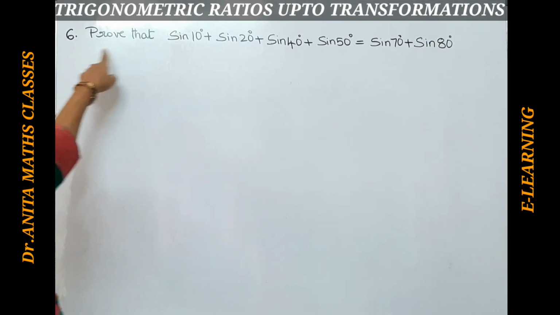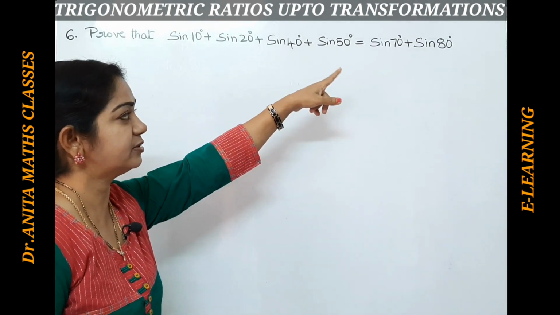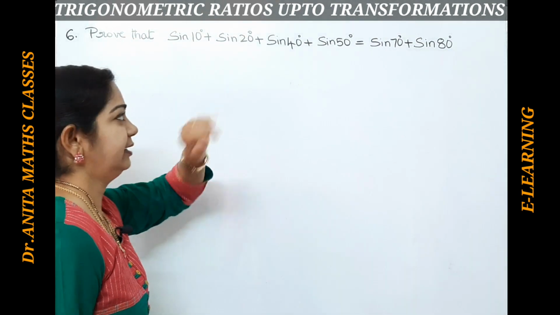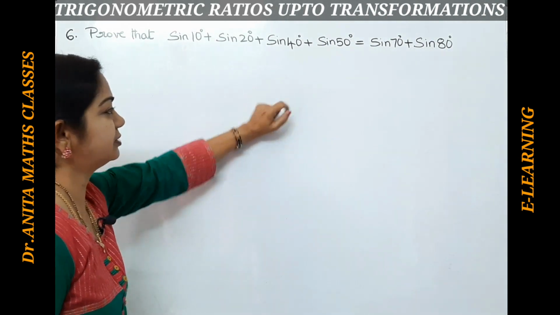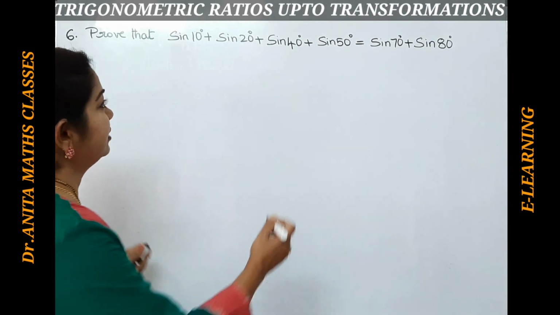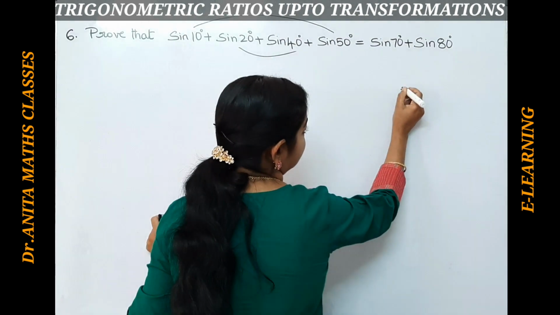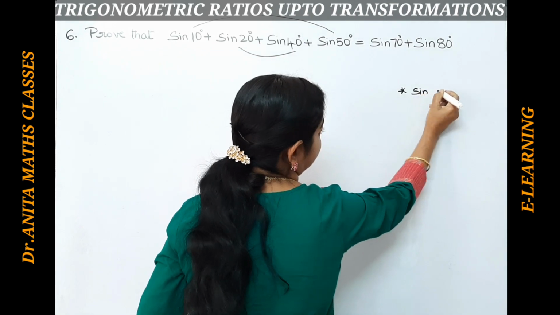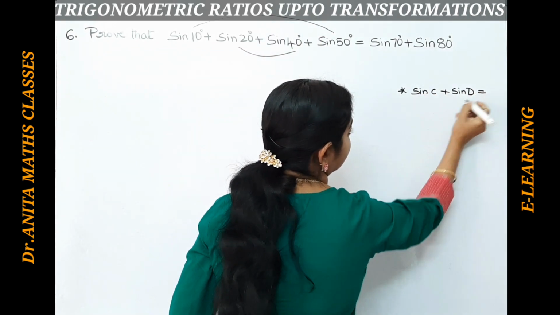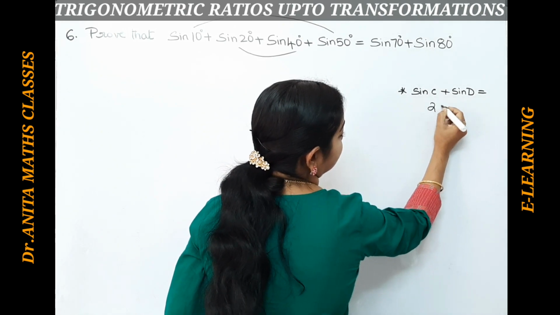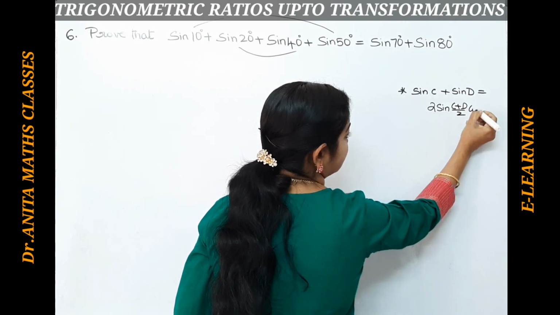Sixth problem: prove that sin 10, sin 20, sin 40 degrees, sin 50 degrees is equal to sin 70 and 80. Here all are sine functions. Now we will do it using the transformation formula. See here, we'll go with the transformation formulas. We have sin C plus sin D equals 2 sin((C plus D) by 2) cos((C minus D) by 2).